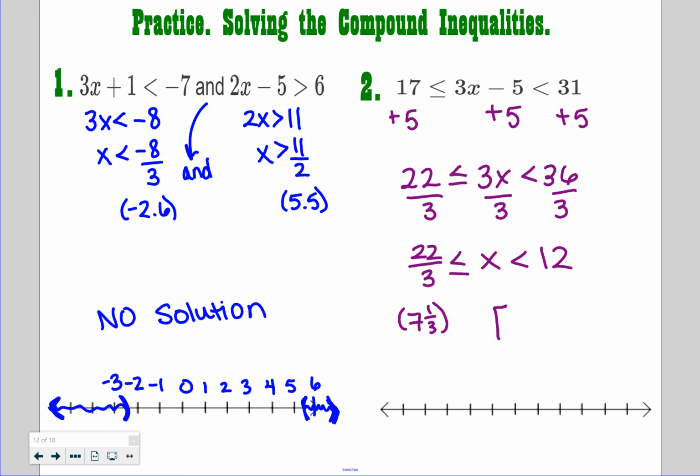Our solution is going to be 7 1/3 or 22/3 with a bracket because it's equal to, all the way to 12 with a parenthesis. To represent that on the number line, let's see, I'll maybe count by 2's here: 2, 4, 6, 8, 10, 12. It would be 7 1/3, so maybe here with a bracket, all the way to 12 with the parenthesis, and everything in between them would be shaded.